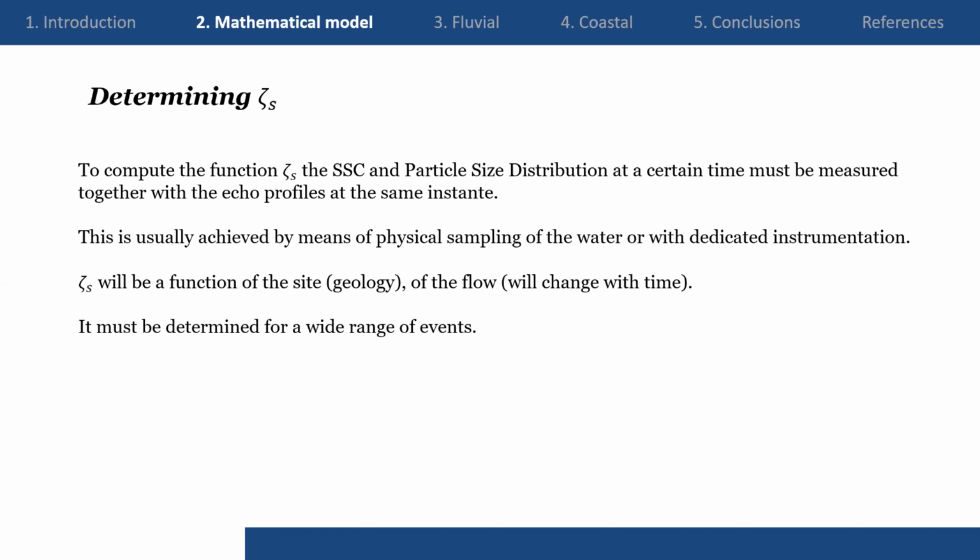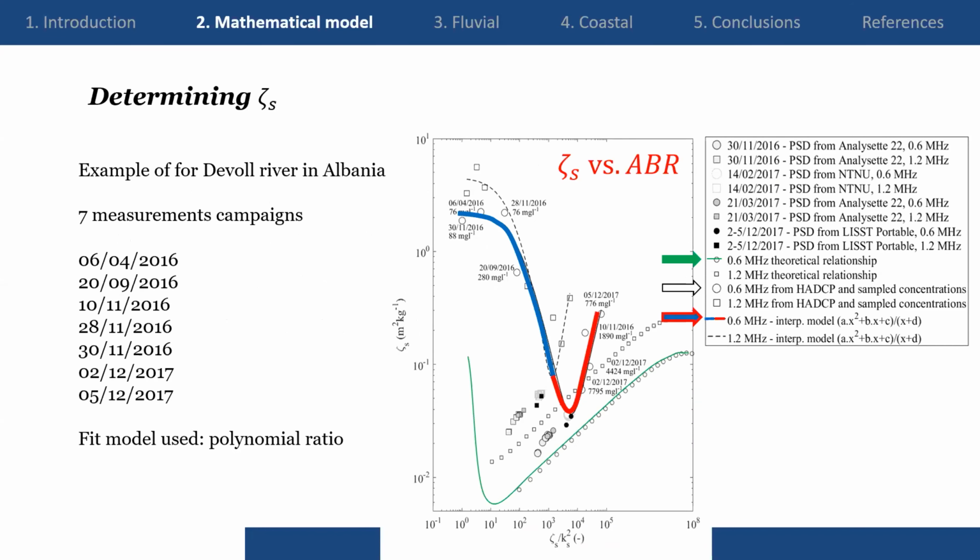This function that we are looking for will be an empirical function and will depend on the site and on the flow characteristics, so it will change in time. And ideally, it should be determined for a wide range of events, as we will see in the application of the fluvial case. For example, we did this for the Devoll River in Albania.